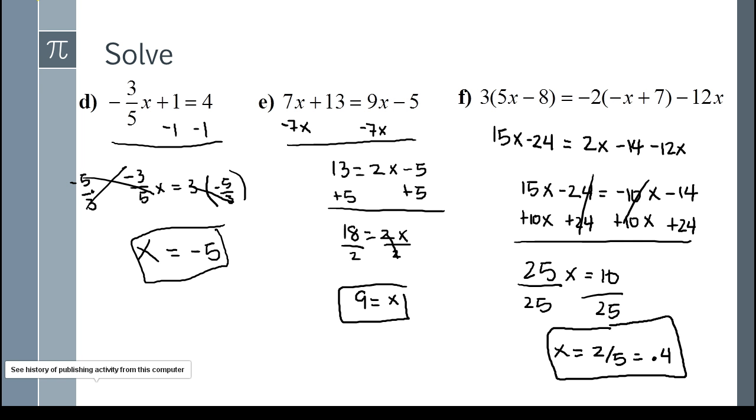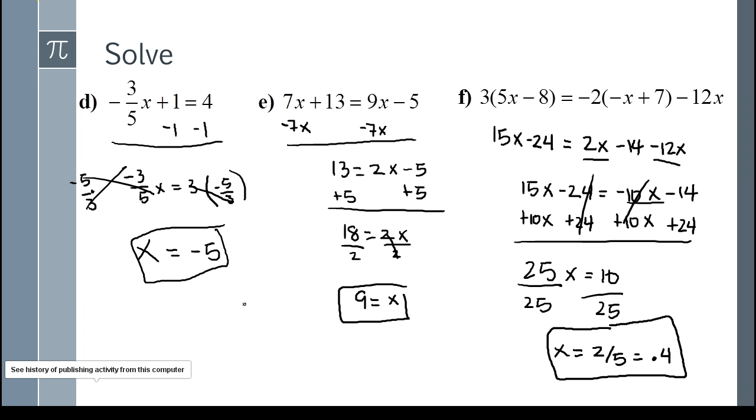For letter F, we should have ended up with x being 2/5 or 0.4. Again, I will always accept fractions or decimals as long as your fractions are reduced. To start off letter F, we should have distributed the 3 and the negative 2, which gave us 15x minus 24 equals 2x minus 14 minus the 12x. Then I combined like terms on the right side, so negative 2x and negative 12x gave me the negative 10x. Then I did 2 steps in one, so I moved the 10x over to the left side, and I moved the 24 over to the right side at the same time, giving me 25x equals 10, divide both sides by 25, and we get 2/5.